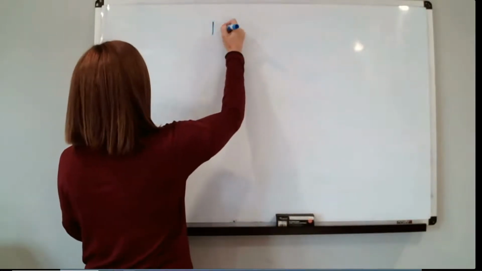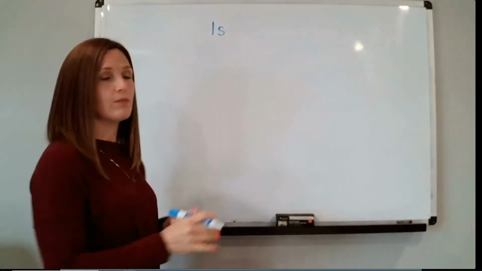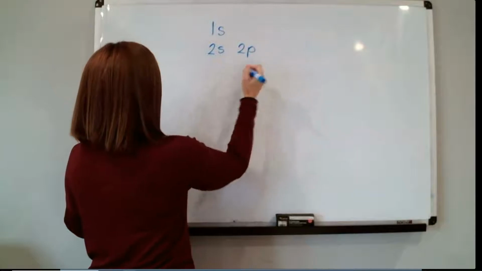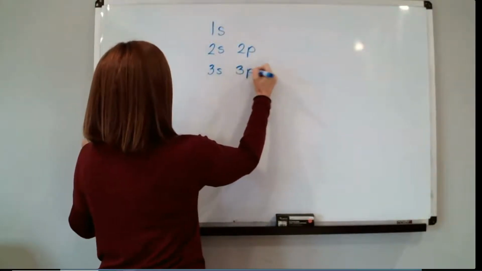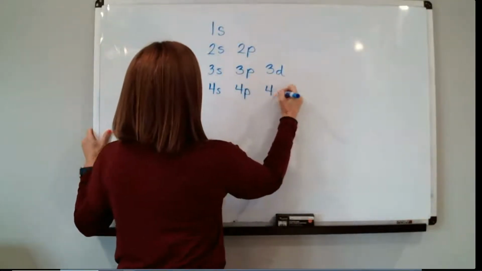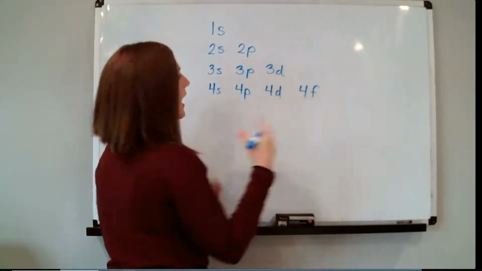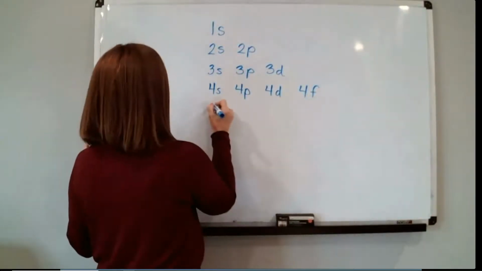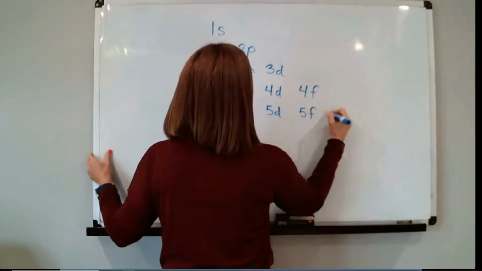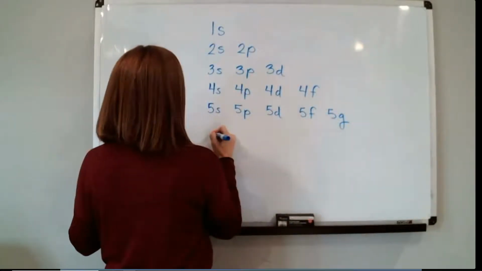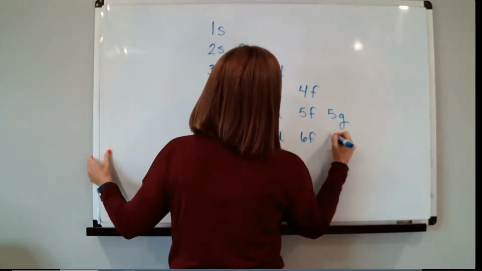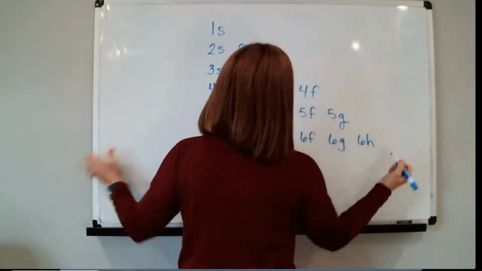We're going to start by writing down the order of the orbitals. So we start with 1S, because that's the first orbital. And then in our principal energy level 2, remember we have 2S and 2P. Then we have 3S, 3P, 3D, 4S, 4P, 4D, 4F. Remember what comes after F is G. So we go 5S, 5P, 5D, 5F, 5G, and then 6S, 6P, 6D, 6F, 6G, 6H, and we'll stop there for now.